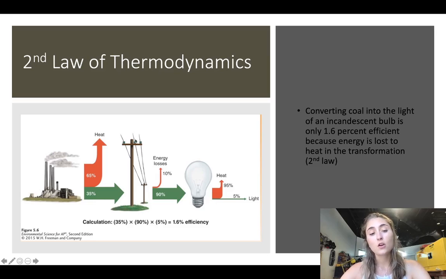So that 35% goes toward our power grid. Even as that energy or electricity is transferring through our power grid, 10% is lost again as heat energy. And then once it gets to our house, if we're using an incandescent bulb, which are those bulbs that get really hot, 95% of that energy gets lost as heat and only 5% goes toward actually making the light. So if we're using coal and incandescent bulbs to make electricity, we're really only 1.6% efficient. And that is what the second law of thermodynamics says. Even though we started with all of that energy, not all of it becomes useful, and most of it is moving towards entropy in the form of heat.